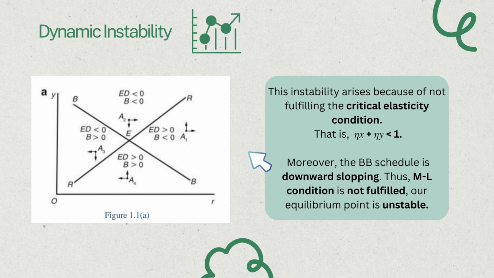Here, the instability arises because of not fulfilling the critical elasticity condition, that is, eta x plus eta y is less than 1. Moreover, the BB schedule is downward sloping, thus, Marshall-Lerner's condition is not fulfilled. So, our equilibrium point is unstable.